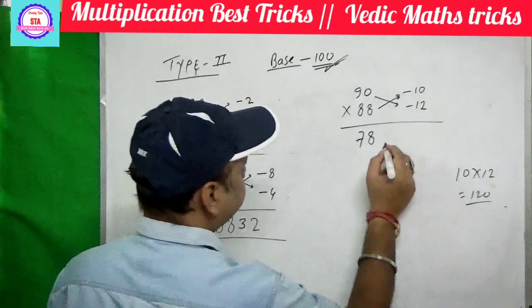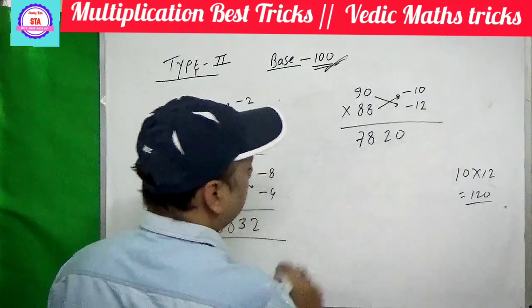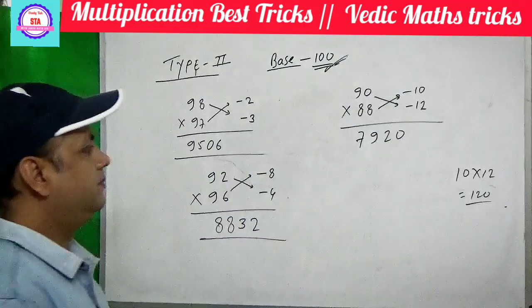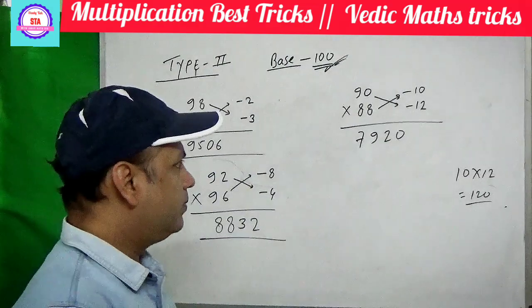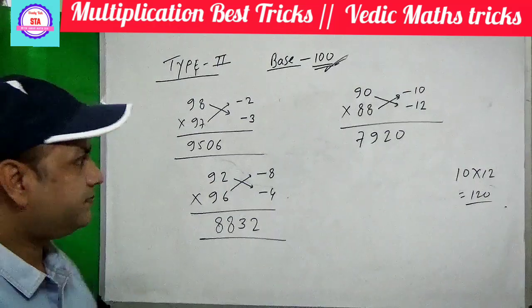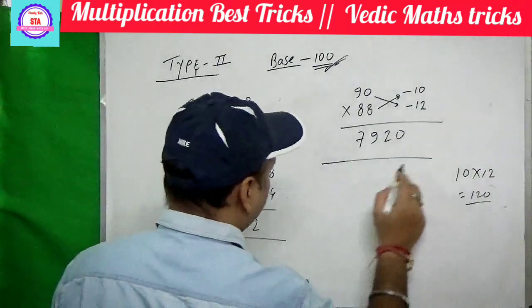Write down 20 and plus 1. 7920. Okay? Write down some more examples.